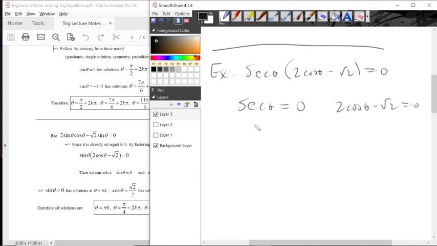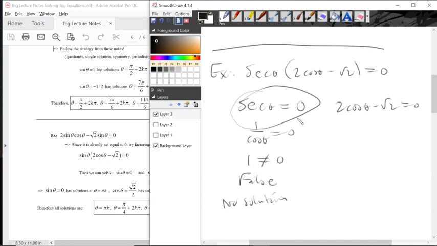Secant of theta is equal to 0. You can consider this geometrically or using the reciprocal identity. This means 1 over cosine theta is equal to 0. But if we multiply both sides by cosine theta, this means 1 is equal to 0, which is not true. This is a false statement. In other words, this particular equation has no solution to it. So it gives us no extra information.